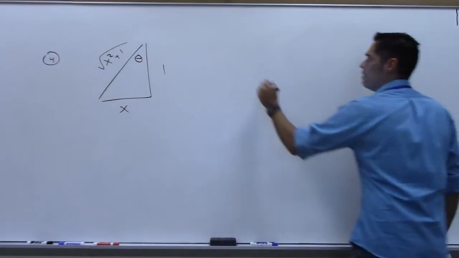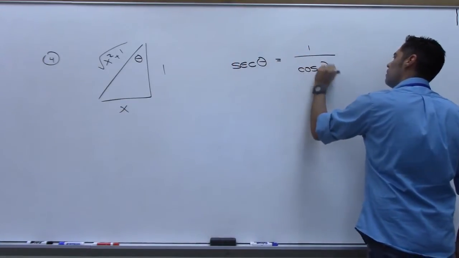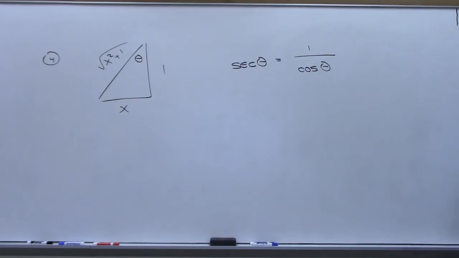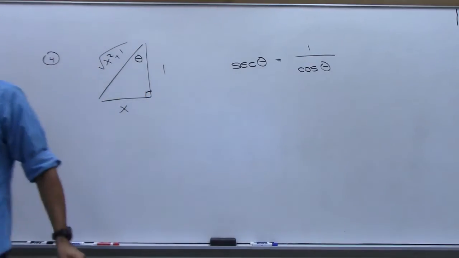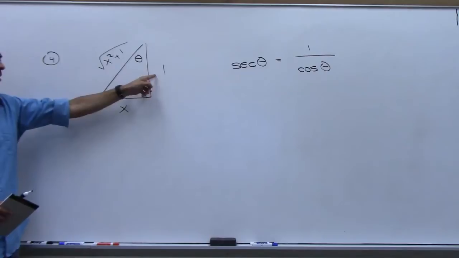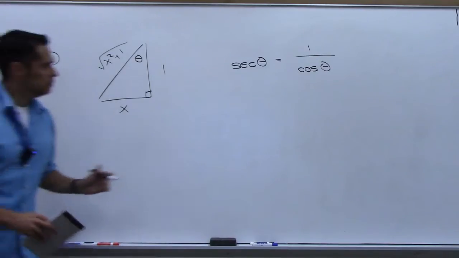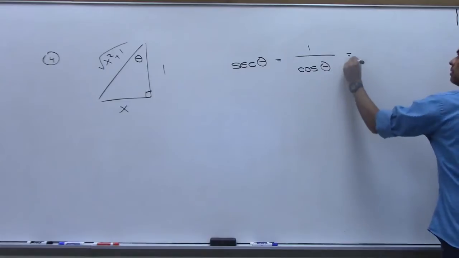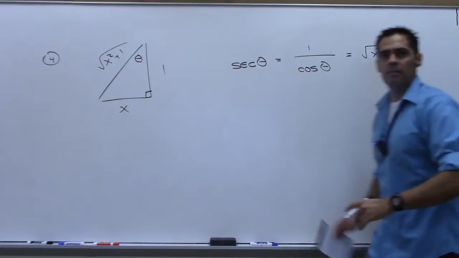So I asked for secant theta, which is the same as 1 over cosine theta, right? It's the reciprocal of cosine. And cosine of an angle on a right triangle is which side over which side? Adjacent. So what's the adjacent side to theta in this triangle? 1, right? That's the adjacent side. And divided by the hypotenuse, which would be this one, but then flip it over because 1 over it. So what's the answer? Just root x squared plus 1 over 1, which is just that. That's it.